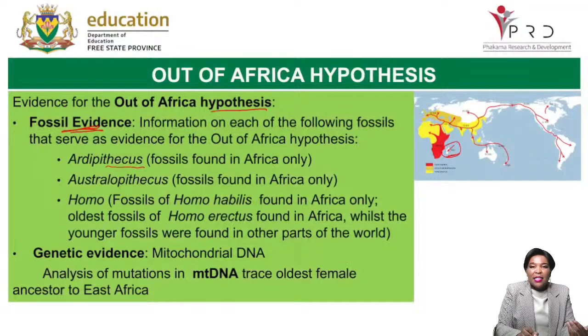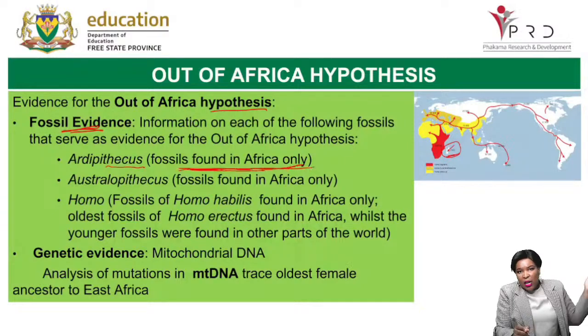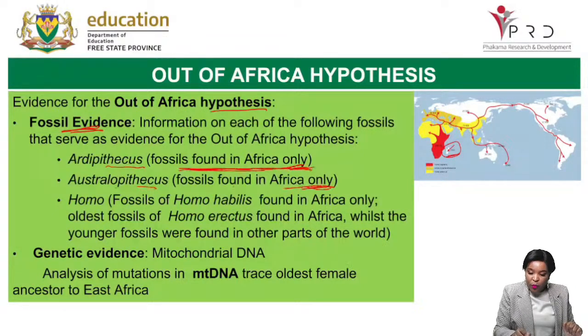Ardipithecus, remember I said it's the oldest. Fossils are found in Africa only. There's nowhere else where they found the Ardipithecus fossils. Then it shows you what? The oldest ancestor of the hominid is found where? In Africa. So that can prove that the hominid species originated where? In Africa. Then Australopithecus fossils are found in Africa only, nowhere else in the world. And then Homo habilis is found in Africa only.